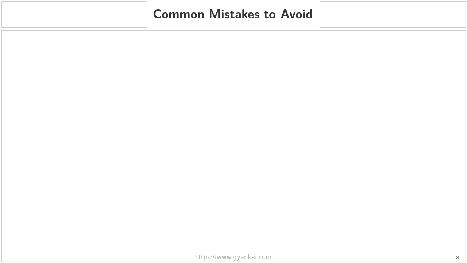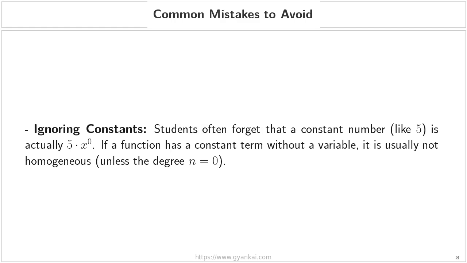First, let's talk about ignoring constants. This is a very frequent mistake. When you see a lone constant, like the number 5, don't just treat it as a separate entity. Remember that mathematically, 5 is actually 5 times x to the power of 0. Because of this, if your function contains a constant term that doesn't have a variable attached to it, the function will usually fail the homogeneity test, unless the degree of the function happens to be 0.